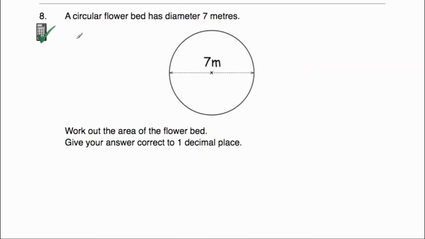So question number 8 says, a circular flower bed has a diameter of 7 meters. So we've got this flower bed and it's got a diameter of 7 meters. I've been asked to work out the area of the flower bed. So we've got the diameter, and the area of a circle is pi r squared. So pi times the radius squared.